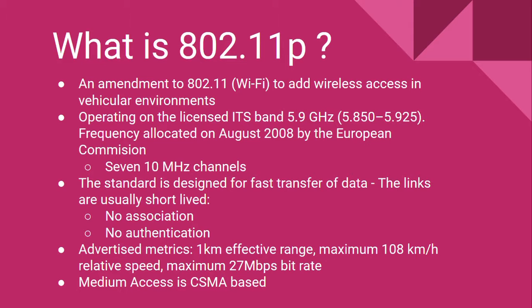Additionally, Wi-Fi P has some advertised metrics. It claims that it has a 1 kilometer effective range, it can handle a maximum of 108 km per hour relative speeds for its cars, and it boasts a maximum of 27 megabits per second bit rates. The medium access is also CSMA based.